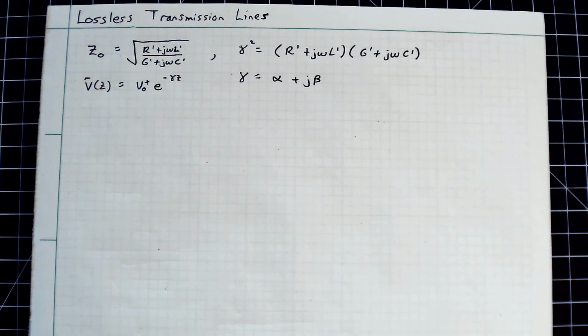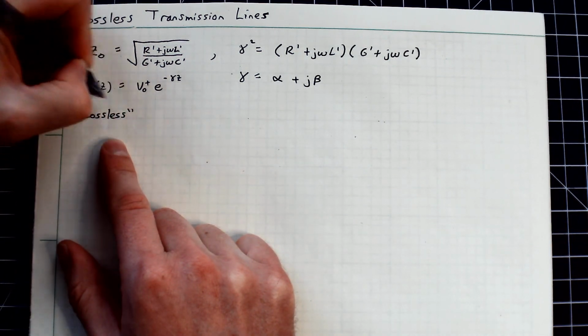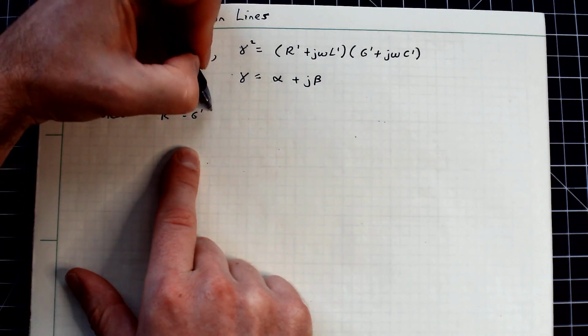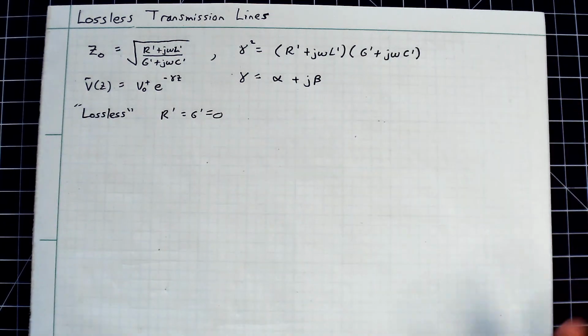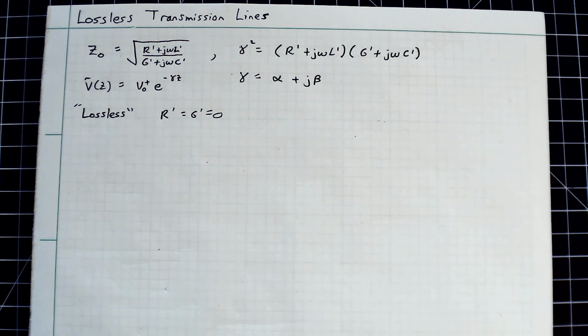However, for the lossless case, a lot of things really do simplify. Whenever you hear the word lossless, the general implication is that R prime and G prime are equal to 0. And most of the time you can treat your transmission lines as if they're approximately lossless. Even though no transmission line will be perfectly lossless, some of them are good enough that by the time a signal goes down and back, the attenuation is really not that significant. Or if nothing else, you can calibrate against it anyway.